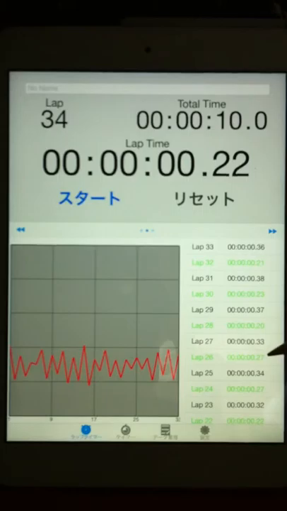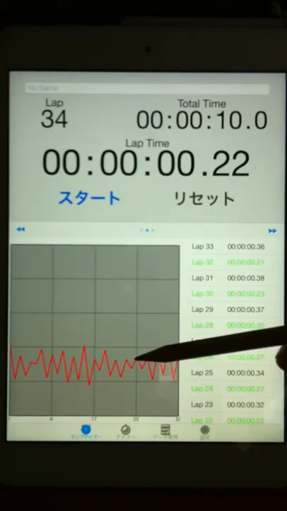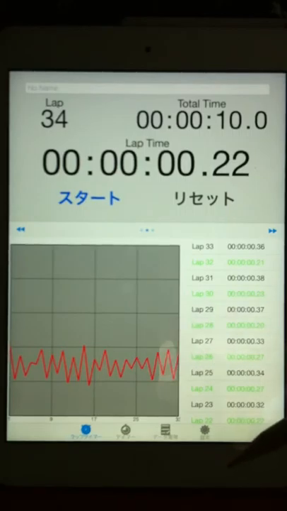First beat, difference is 0.7. 0.7 divided by 5.9 equal 12% pass.